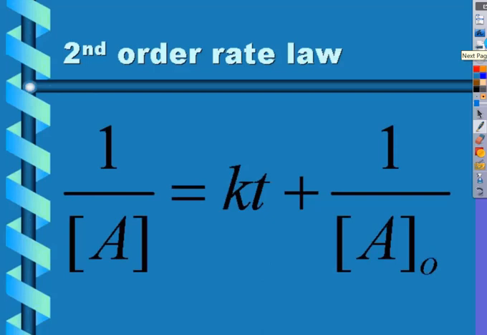Going to write down second order rate law. Notice this one looks almost exactly the same as first order, except it's 1 over concentrations versus ln of concentrations. So for my graph, I would have time still on the x, and I'd have 1 over concentration on the y. Notice my k is positive, so my slope is positive.